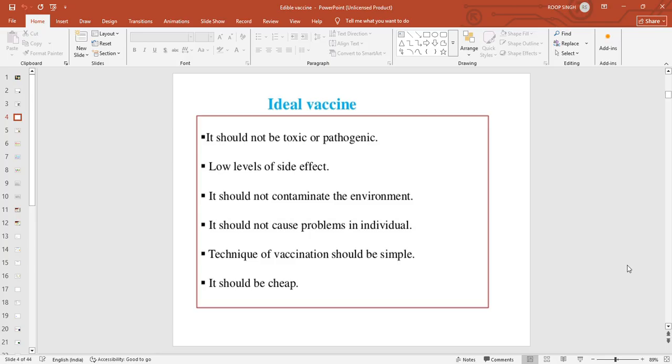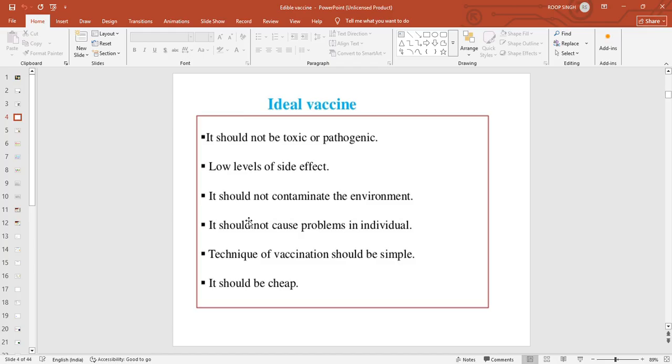So what is an ideal vaccine? What should be the main criteria to consider a vaccine an ideal one? It shouldn't be toxic or pathogenic. This is an important one. It shouldn't cause any toxicity in humans. Low levels of side effects. Side effects should be minimal, very, very low.